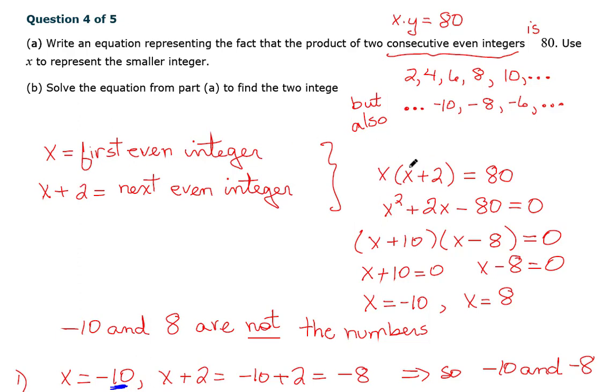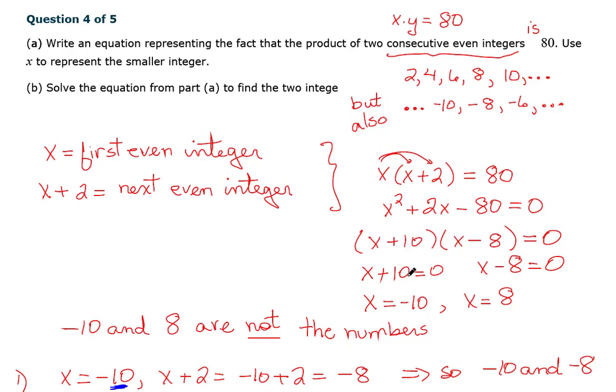All right, so I set up my equation. X times x plus 2 is 80. Distribute, and then move the 80 to the left. Okay, that seems easy enough. Maybe we can factor this, and the answer is yes, because 80 is 10 times a minus 8. And when I add these two together, I do get the plus 2 in the middle.